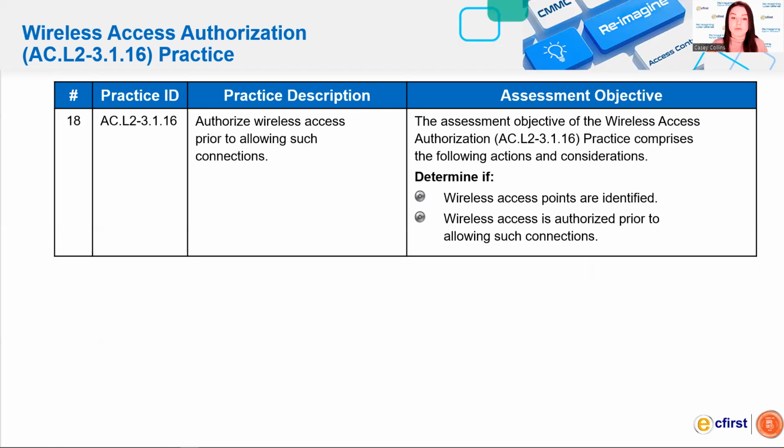Wireless access authorization. Authorize wireless access prior to allowing such connections. So we just want to basically approve them, request and approve. Wireless access points are identified. Wireless access is authorized prior to allowing the connection.